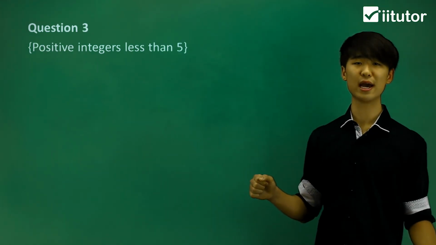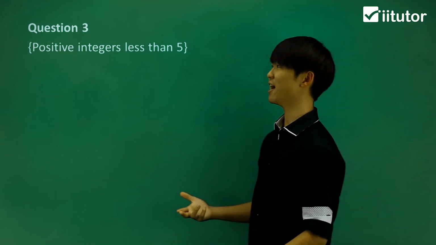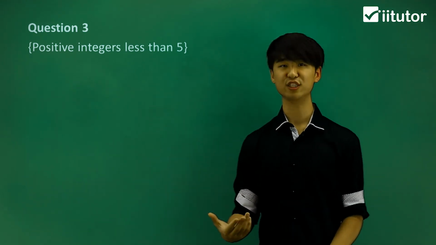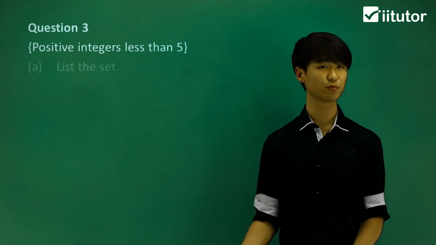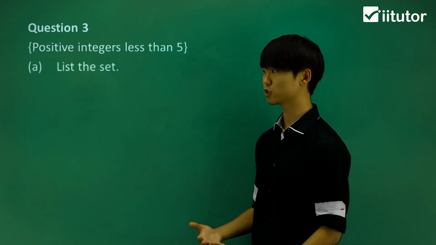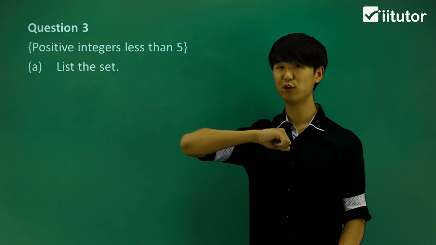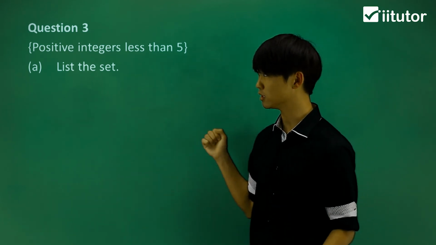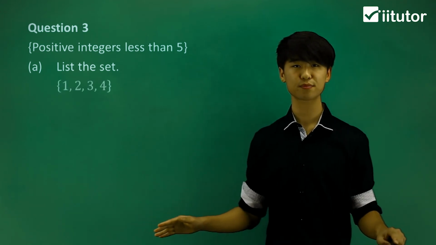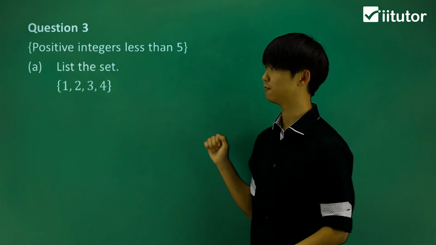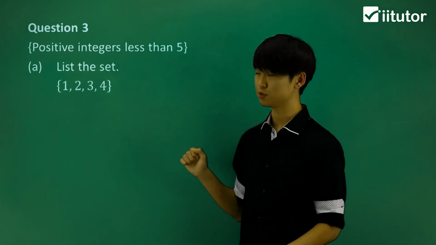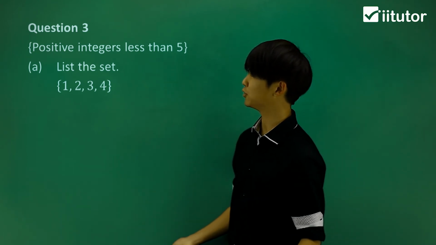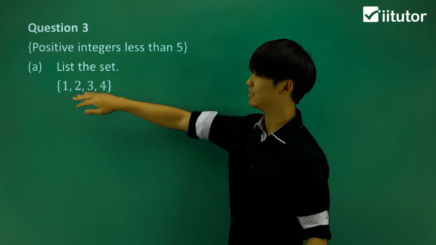Now if we take a look at question 3, we have a set which contains the positive integers that are less than 5. In part A, we're going to list the set that has the positive integers less than 5. Note that we're talking about positive integers, not just any integer. So positive integers that are less than 5 are 1, 2, 3, and 4. We're not going to include 0. That's neither positive nor negative. So that's how we list the set.